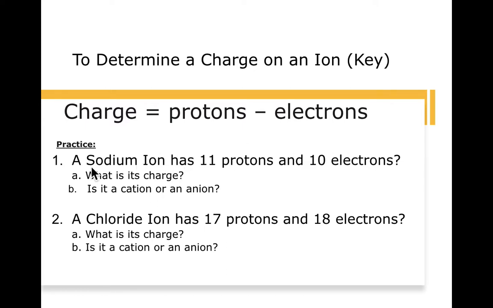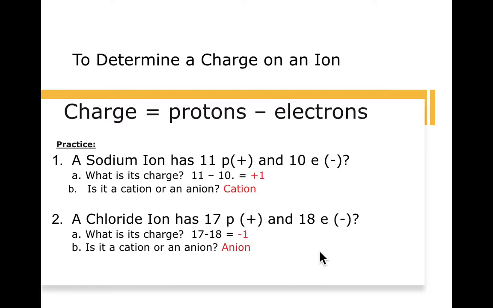So let's see if we can practice this. A sodium ion has 11 protons and 10 electrons. So what is its charge? And be sure you put whether it's positive or negative. And is it a cation or an anion? And a chloride ion has 17 protons and 18 electrons. What is its charge? And is it a cation or an anion? You may want to pause the video and see if you can get that before I show you the key.